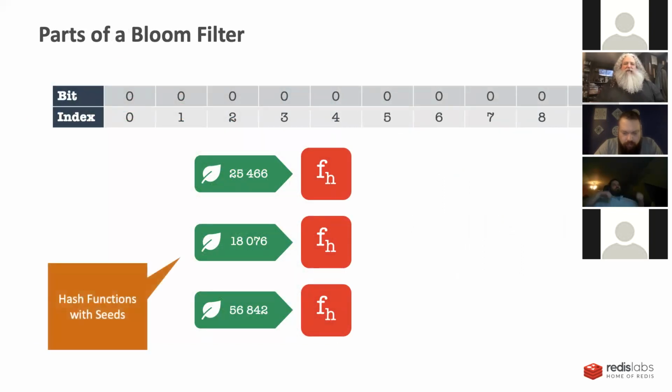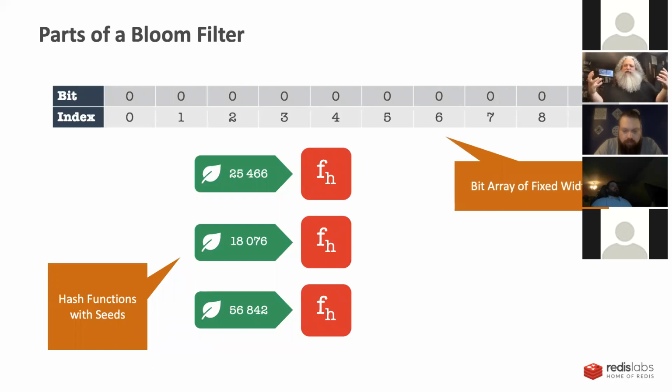A Bloom filter has three main parts. You've got your hash functions and seeds. You've got the same hash function, like a murmur hash, and you've got n number of seeds that you're going to run through that hash function. And it's got a bit array of fixed width. The things that you can use to determine the size of the Bloom filter are how wide that bit array is and how many hash functions with seeds that you have. If you have more hash functions or a wider array, you can store more stuff. But the more hash functions you have, that has a performance hit because it slows it down, since you've got to calculate that hash each time.